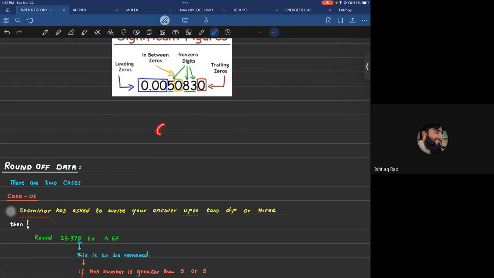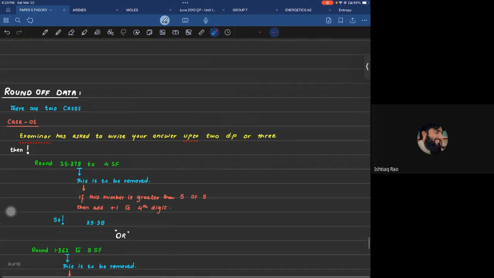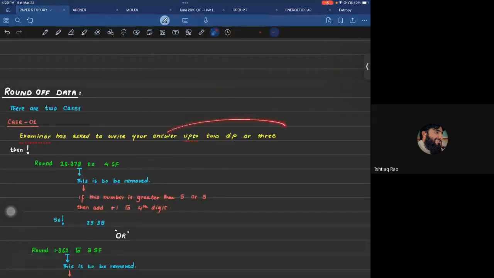Let's suppose I am telling you to convert this up to 5 decimal places. This is the fifth decimal place, and this is the sixth decimal place that we have to eliminate. That is 8. If it is greater than 5, we have some rules. How can we round off the data? There are two cases. Case number 1, the examiner has asked to write your answer up to 2 decimal places or 3.